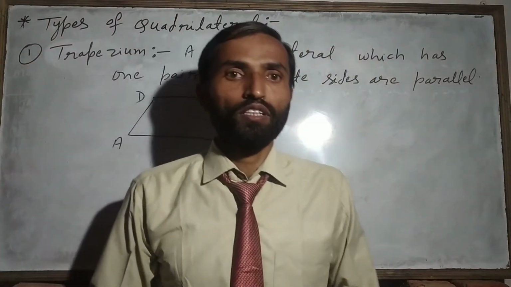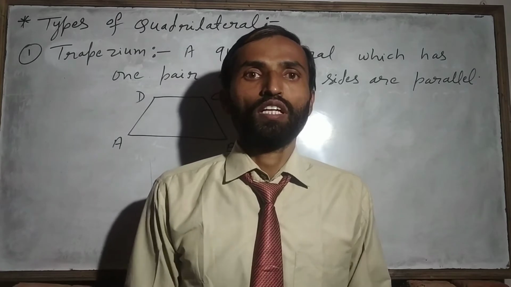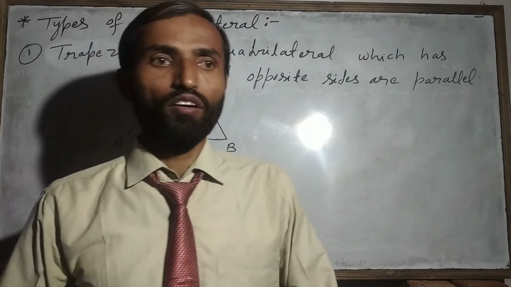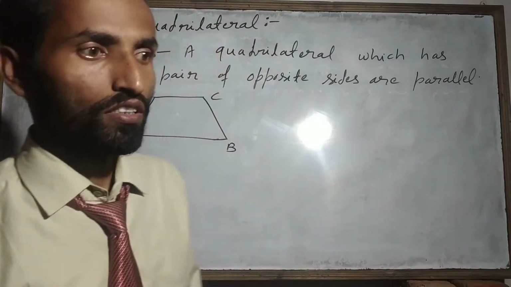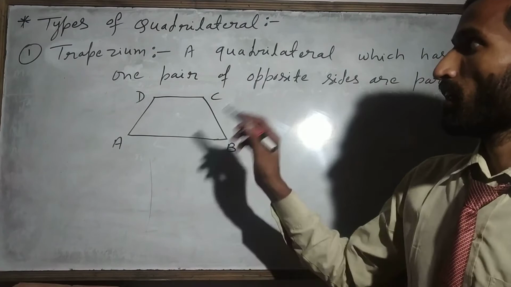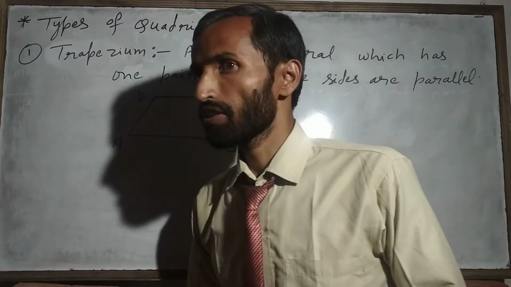Last class I explained some questions from the 10th A exercise. Now I want to go to our next topic, that is types of quadrilateral. In types of quadrilateral, first of all, the first type is trapezium.